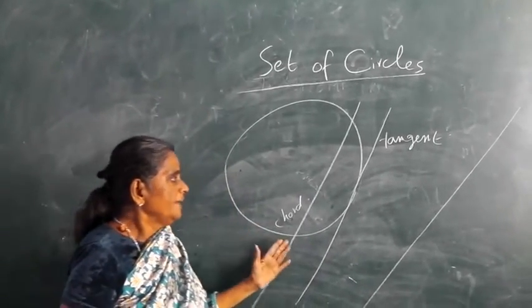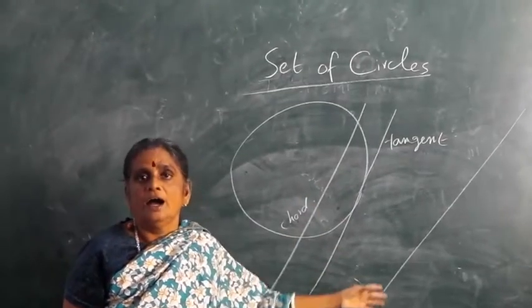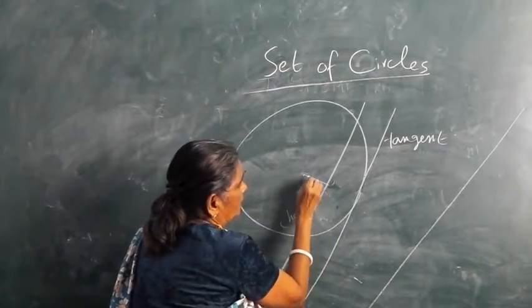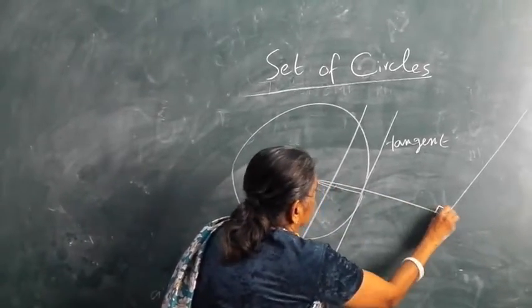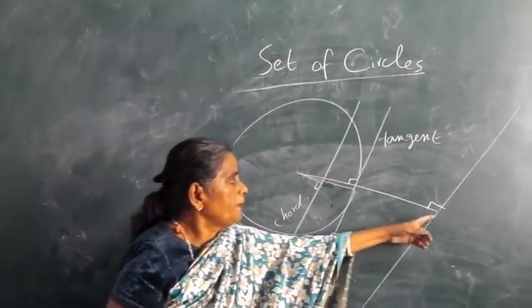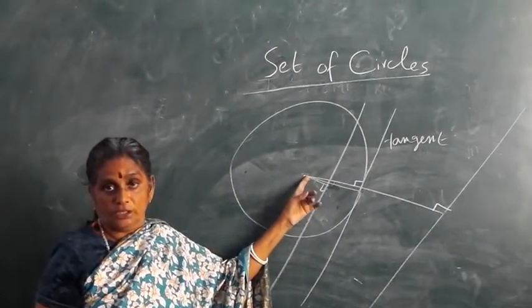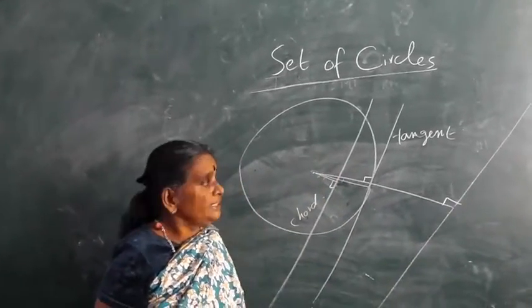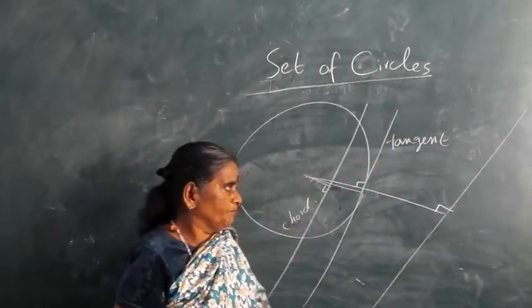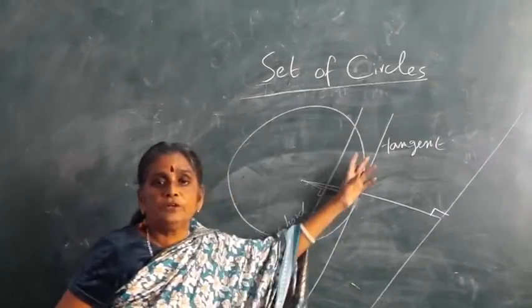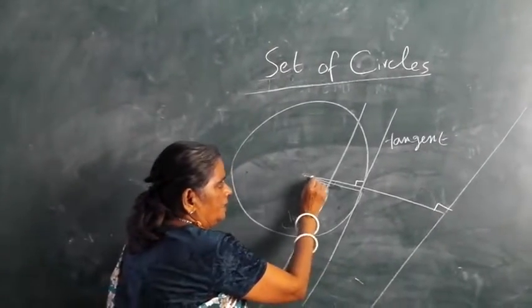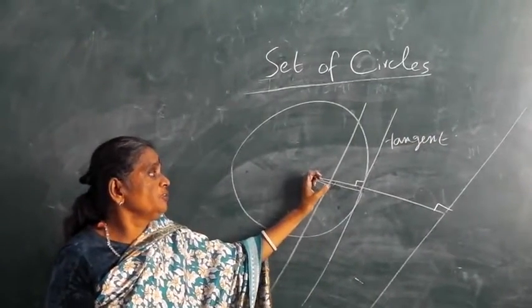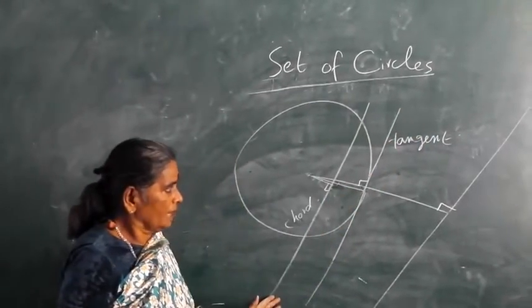Now, when can you say a line is a tangent or a chord or neither? You draw the perpendicular from the center of the circle to this line. If the perpendicular distance from the center of the circle to the line is greater than the radius, it is neither a tangent nor a secant. A chord is nothing but a part of a secant. When you take the endpoints on the circumference, you call it a chord. When the perpendicular distance is equal to the radius, it becomes a tangent. When the perpendicular distance is less than the radius, it becomes a secant, ultimately a chord.